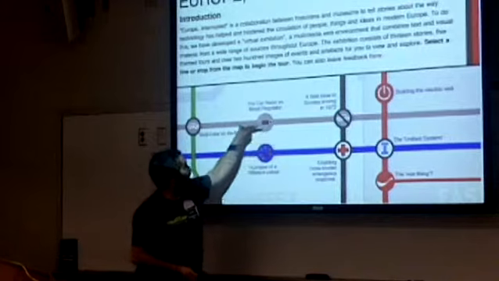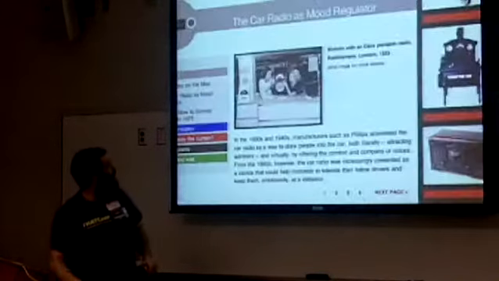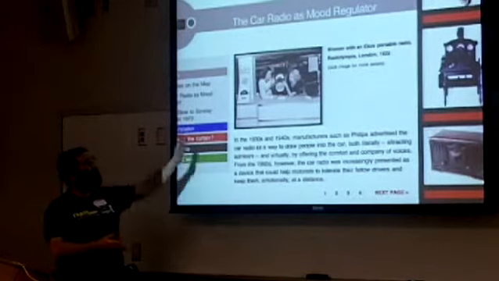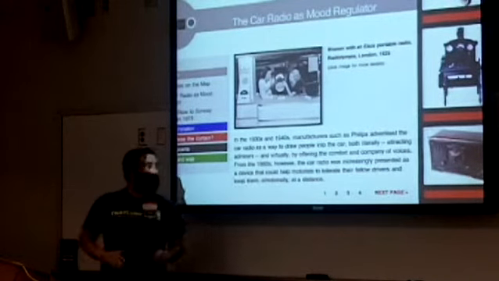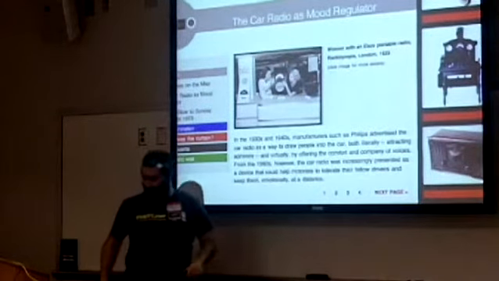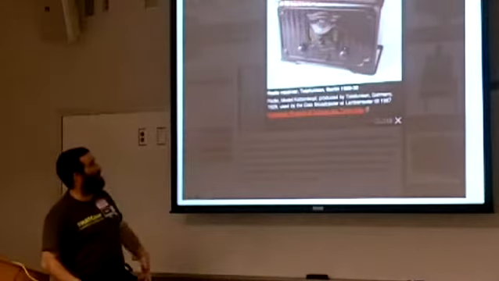So let's take a look at one of the things in the middle, on cars. The car radio is mood regulated. They have a nice public exhibit here. Then they have a couple of sidebars. Oh, let's take a look at the radio one. And so there's a light box effect.